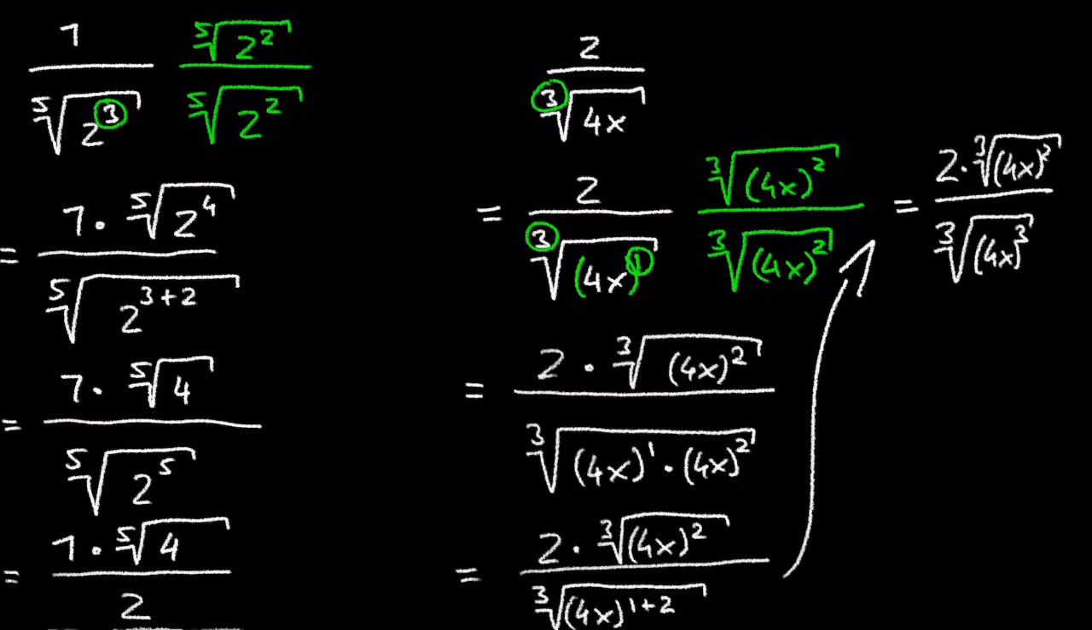After cancelling the third root and the exponent 3, we get 4x in the denominator. Now we can cancel out the 2 and the 4. And we get 2x in the denominator.